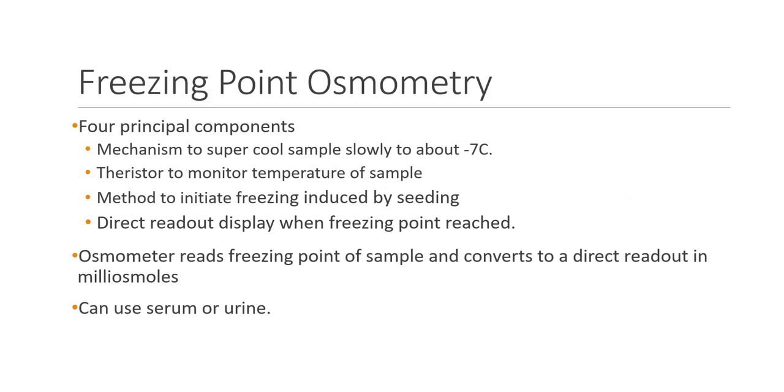There are 4 principal components to freezing point osmometry. The mechanism to supercool the sample slowly to about -7 degrees centigrade. A thermistor to monitor the temperature of the sample. It has to have a method to initiate freezing induced by seeding, and they usually use a little wire. And a direct readout display when the freezing point is reached. The osmometer will read the freezing point of the sample and convert it to a direct readout in milliosmoles. This can use either serum or urine.